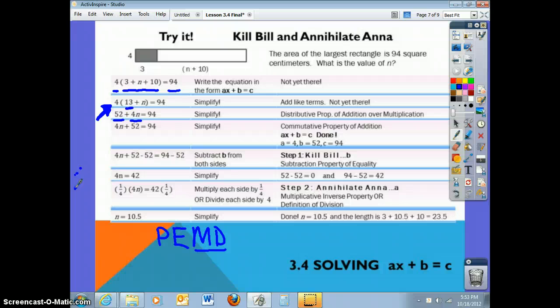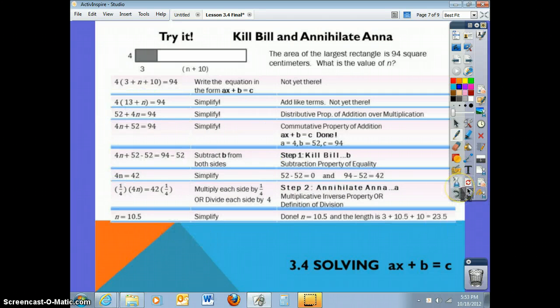We're almost at ax plus b equals c, but we're not quite. Okay? We actually have b plus ax equals c. So if we want to be very, very careful, we would commute them around and put the ax plus b equals c, and then get rid of the b and then get rid of the a. So let's do that and get rid of the b by subtracting 52 from both sides, and ended up with 4n on the left and 42 on the right. So we have 4n equals 42, subtracting from both sides.